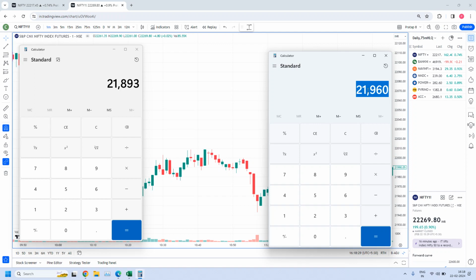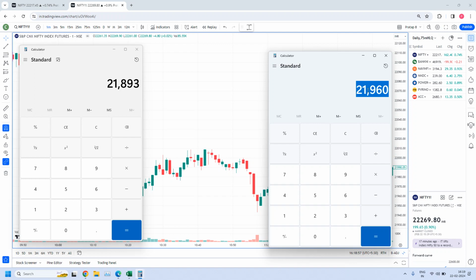You may ask a question, because of this huge difference. How many points difference? Maybe around 67 points difference is there. This 67 points difference is due to the premium cost in futures. Futures carry a small premium cost, very small. That's why you are seeing this difference. Is it not going to affect our profit margin? You may ask this question. No, it does not affect.